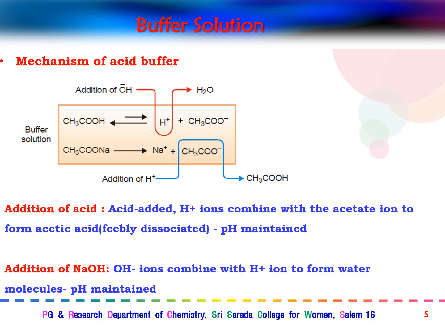This shows that there will be a slight change in the pH of the buffer solution. Now, by the addition of sodium hydroxide, when sodium hydroxide is added to the buffer solution, the OH minus ion combines with the H plus ion of the buffer to form water molecules, and therefore the pH of the original solution is restored. However, due to the increase in concentration of acetic acid, the concentration of H plus ion is slightly less, and therefore the pH is slightly higher than the original pH of the buffer solution.